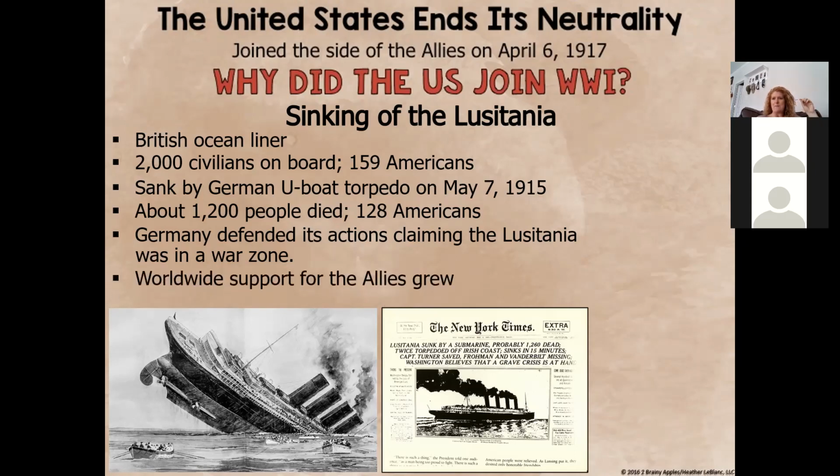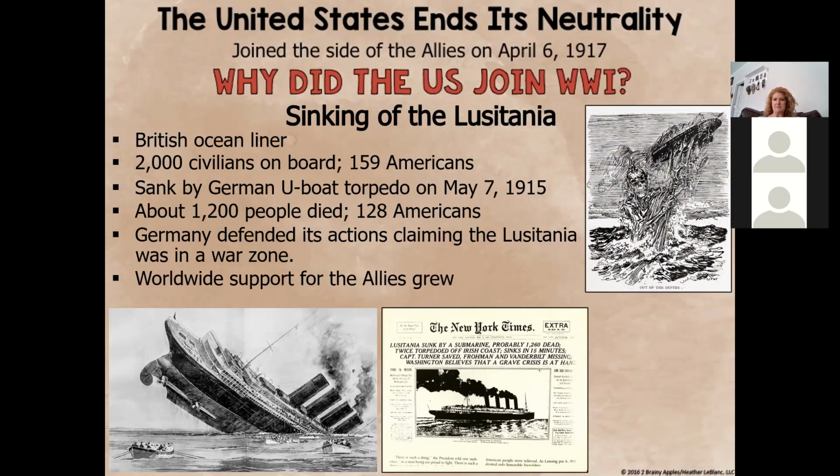But the world doesn't really buy that from Germany. And so the majority of the world begins to support the cause of the Allies. Again, you can see that parallel of what's going on today. Russia's made some outlandish claims about Ukraine, but the majority of the world supports Ukraine when they see the atrocities that are committed on civilians, non-military people in the country.